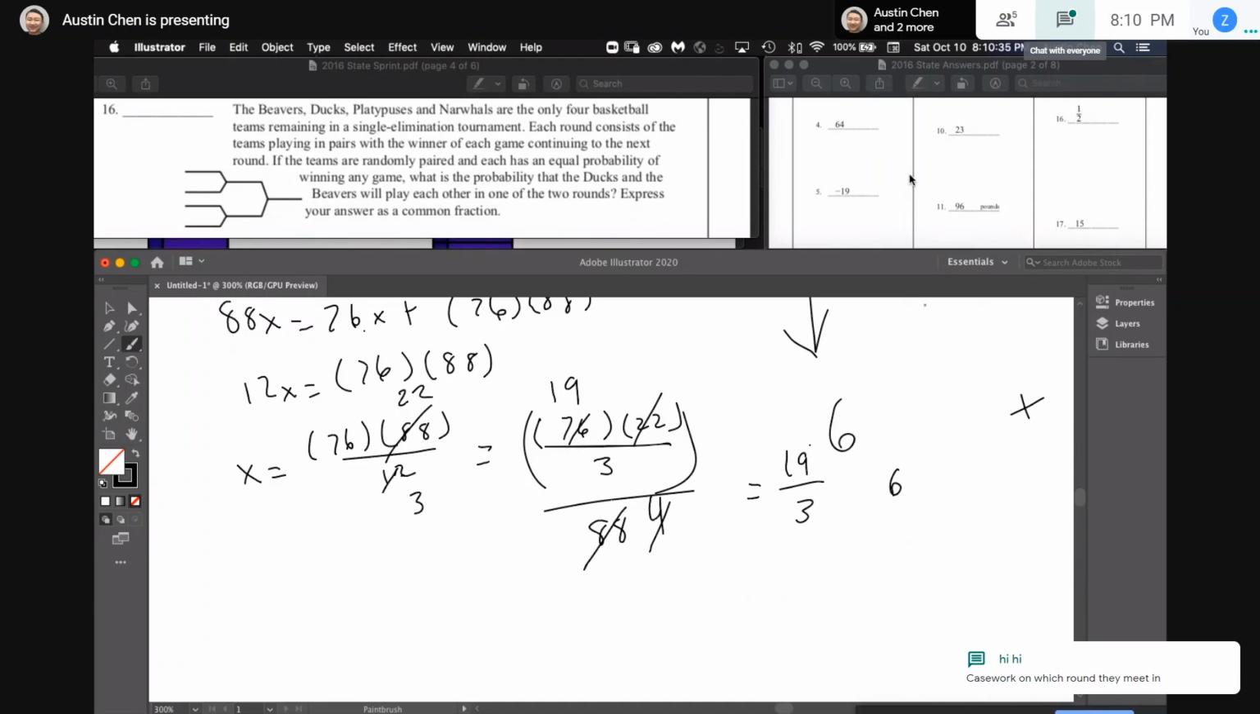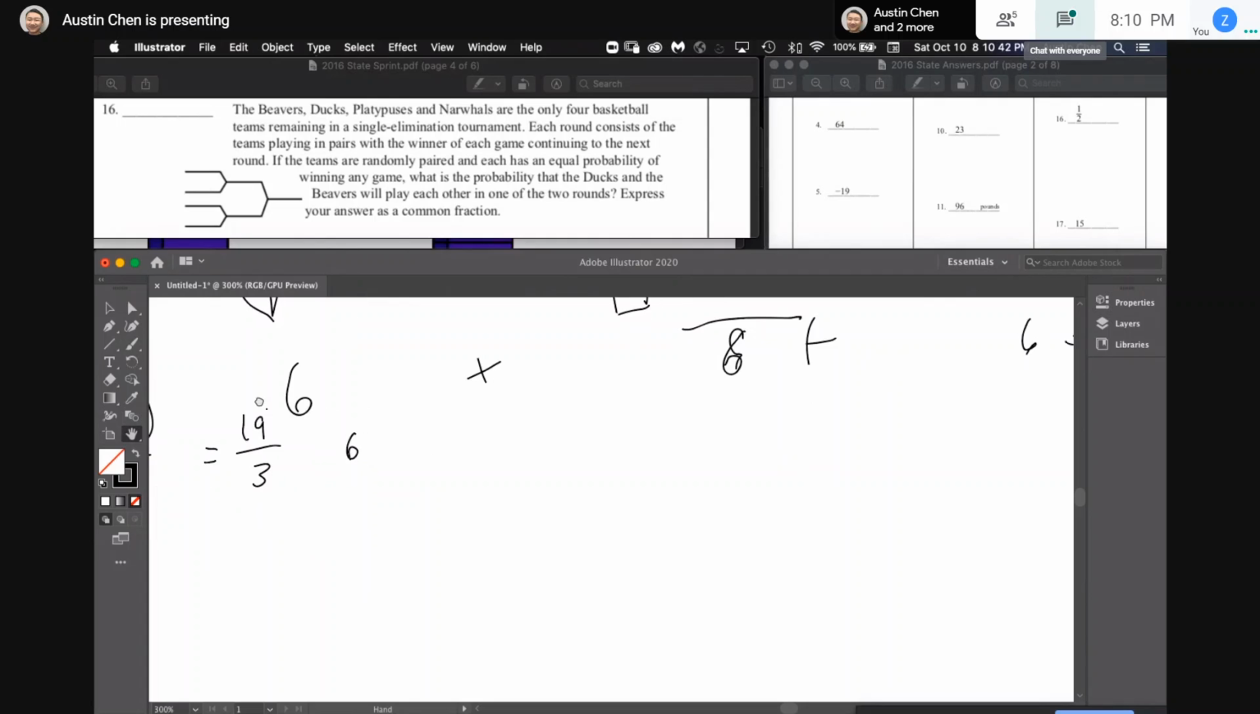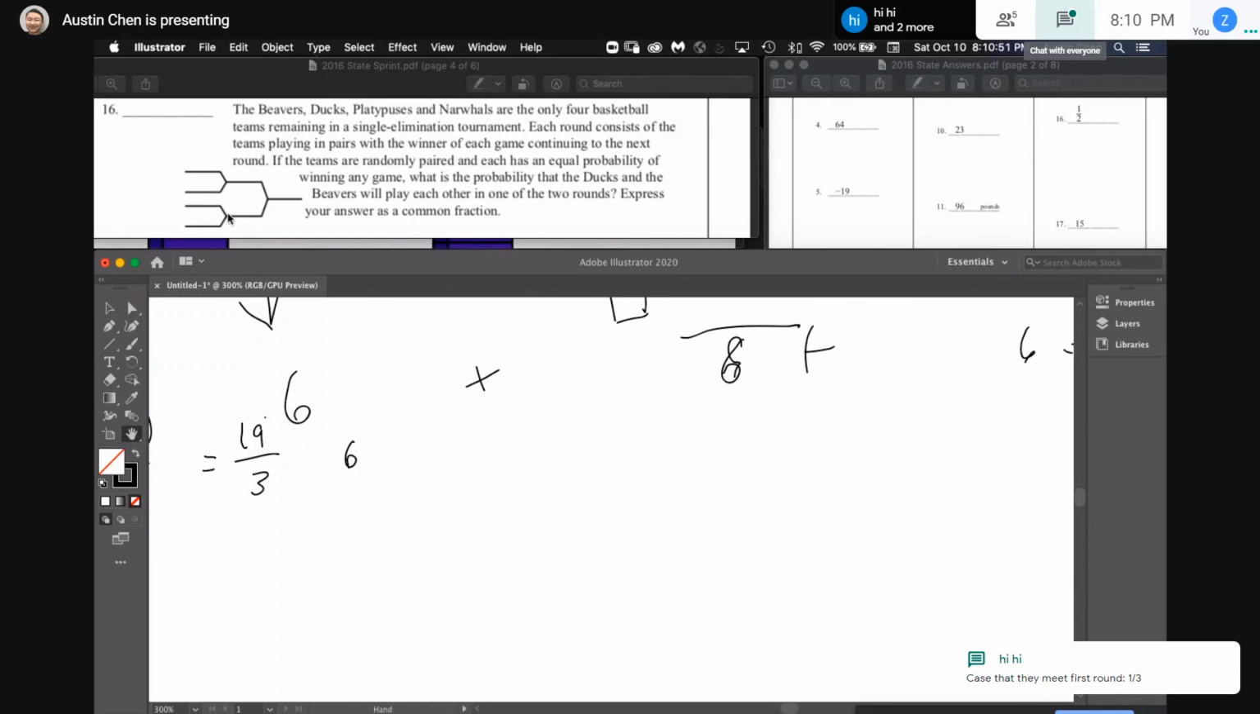All right. So they're first sorted randomly into the bracket, and then when they play, both teams have the same chance of winning. We want to find the probability that the Ducks and Beavers will play. The simplest way I can think of doing this is casework, right?